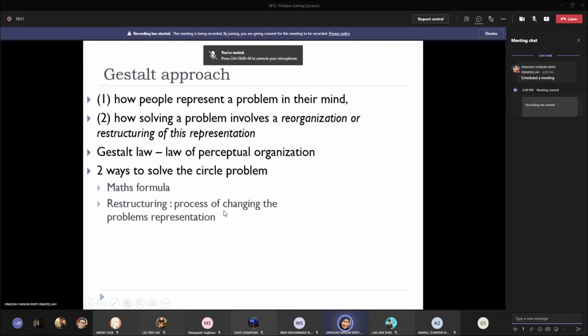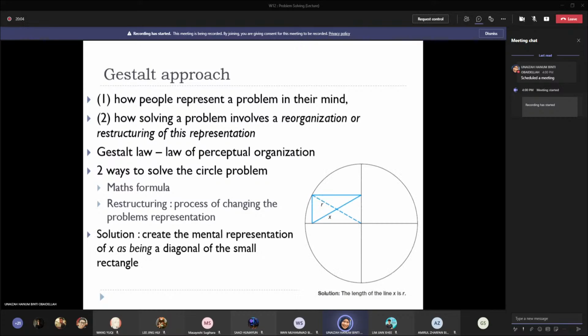So remember when we were looking at this circle problem just now, I know we could solve it using math formula, right? I was talking about theorem Pythagoras, right? And then there's also another way of restructuring that information. So that's why some of you managed to think of X is equivalent to R, because you were probably looking from this point of view, because you know that this is a center point.